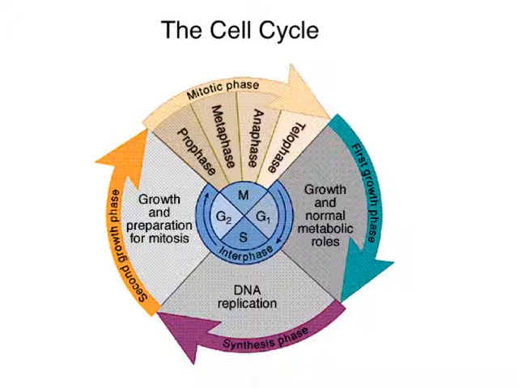G1 stands for growth and normal metabolic roles. S stands for the synthesis phase. G2 stands for growth, second growth phase. And M stands for mitosis, which includes prophase, metaphase, anaphase, telophase, and of course cytokinesis should be here as well.